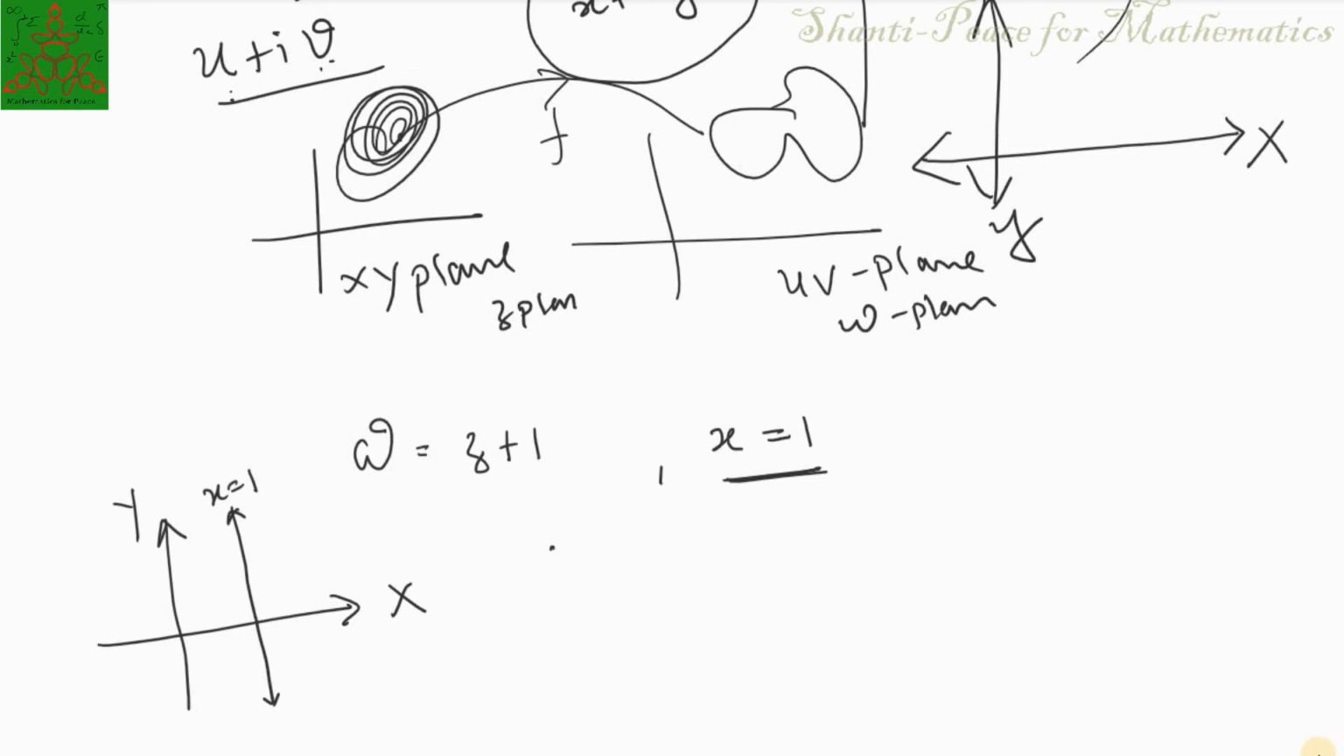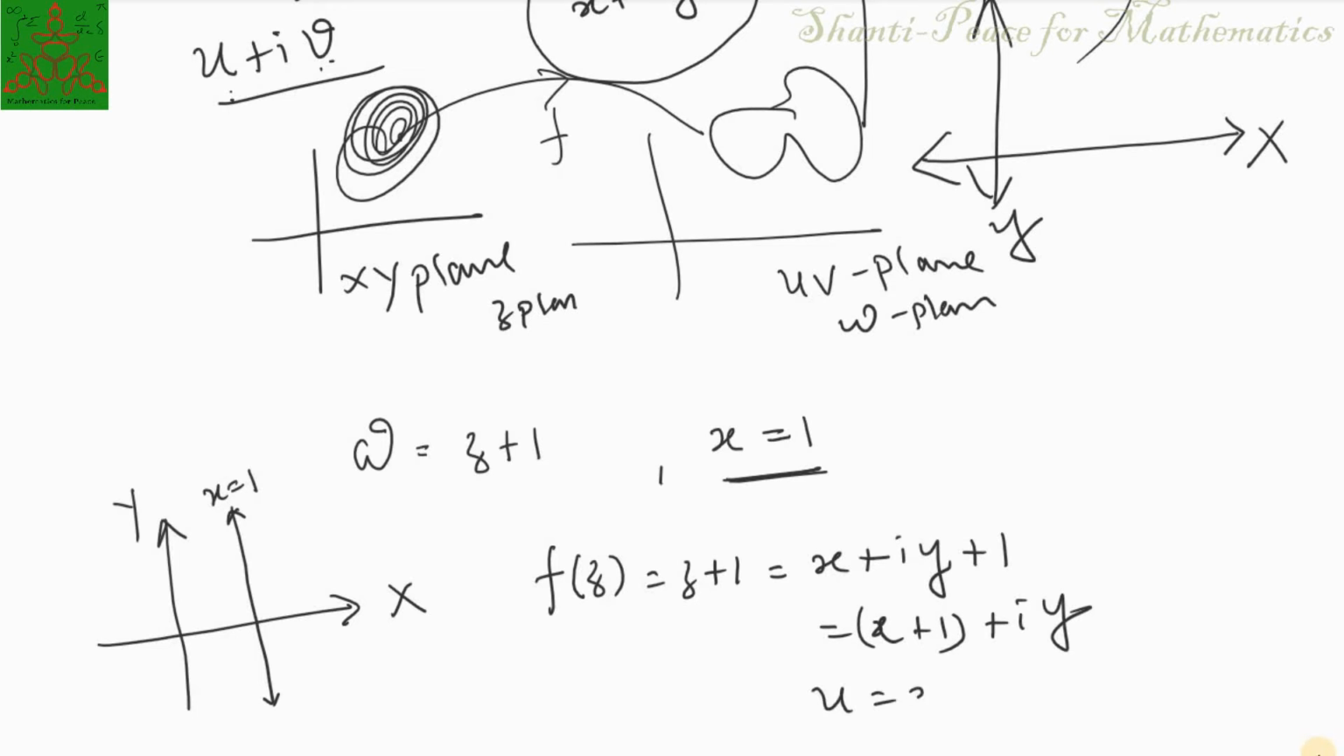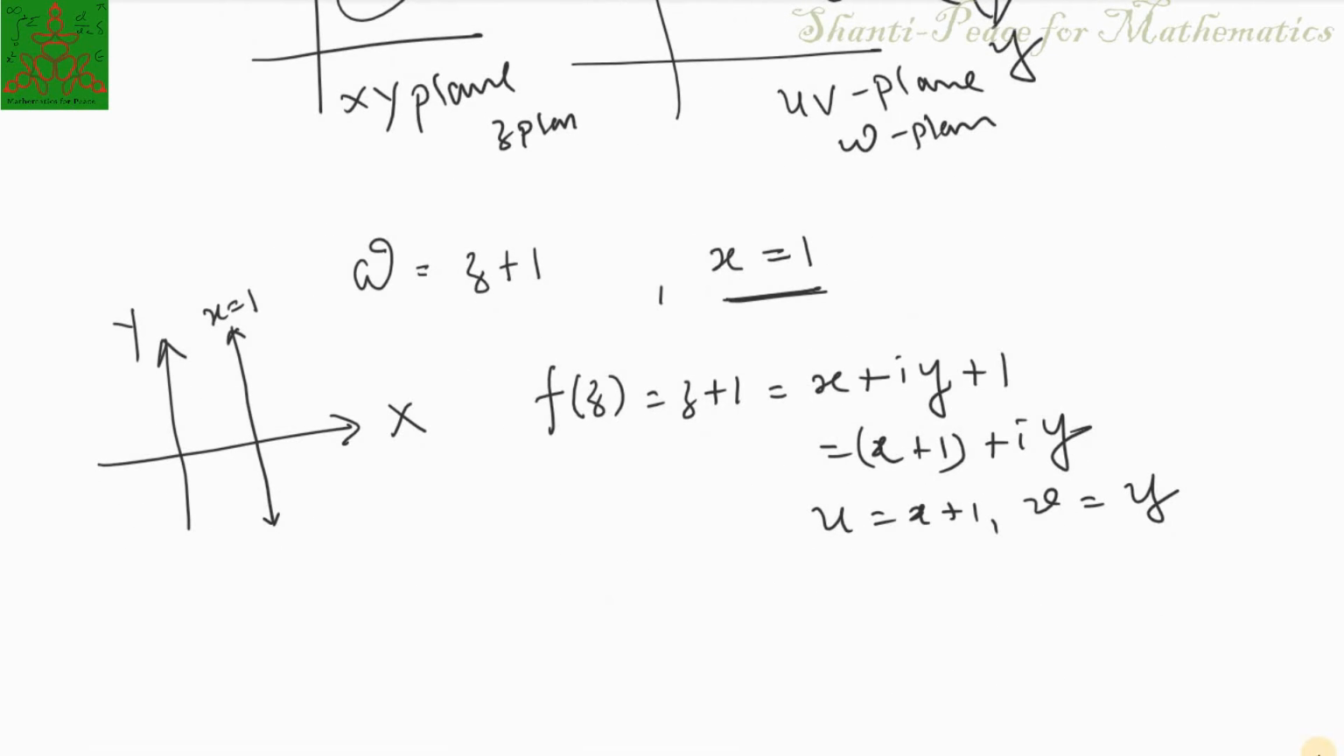Now what is this function? f of z is z plus 1. Can you convert it into real and imaginary parts? So we'll have x plus 1 plus iy. So u is x plus 1, and v is y. Now you can see the line x is equal to 1. If I substitute x is equal to 1 here, then u will be 2 and v is anything. So this is the z plane, or I can say the xy plane.